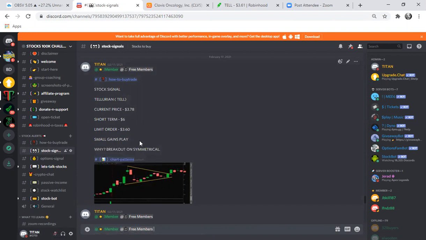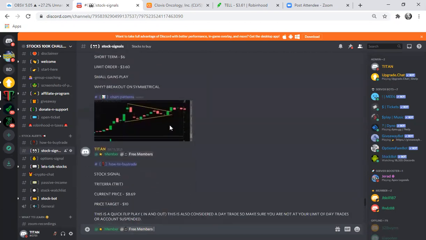But overall, if you're new, you're more so worried about this part, unless you want to learn this stuff. You're more so worried about the stock, the current price, how long I estimate that we keep it, which is when it gets to $6 or close to $6, and your limit order. That's pretty much it. That's pretty much all you're worried about.